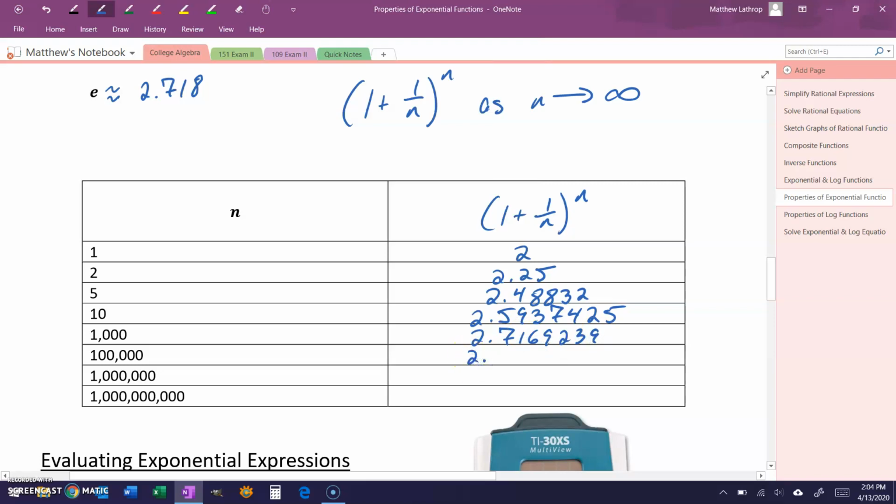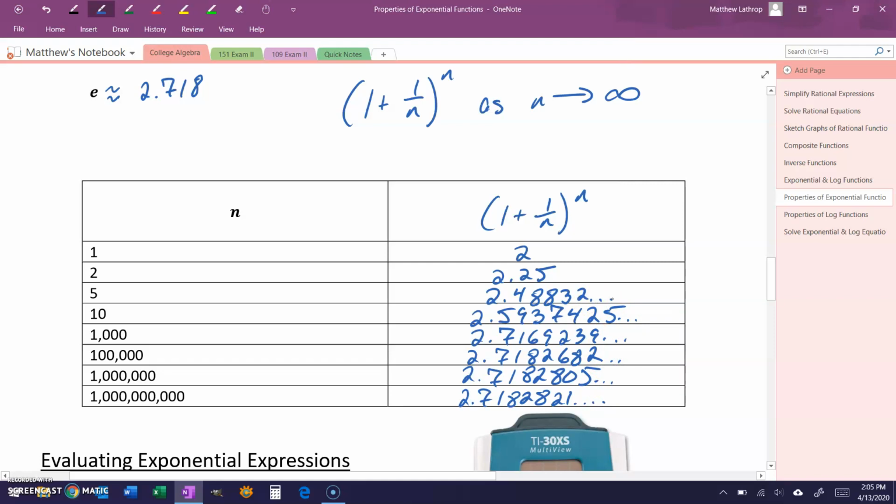Now we're jumping to n equal to 100,000, which would give us 2.7182682. When n equals 1 million, we would get 2.7182805. And when n is equal to 1 billion, we would get 2.7182821. And in each of these cases, except for the first couple, these are repeating decimals, so really these values are continuing on. We're just cutting them off kind of arbitrarily.